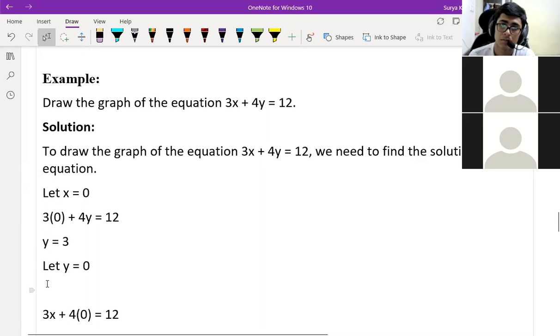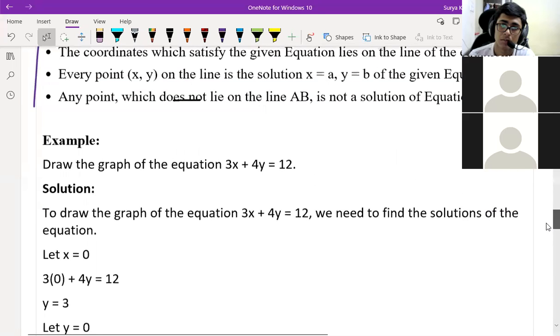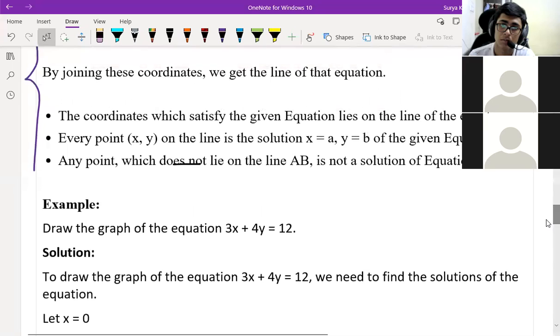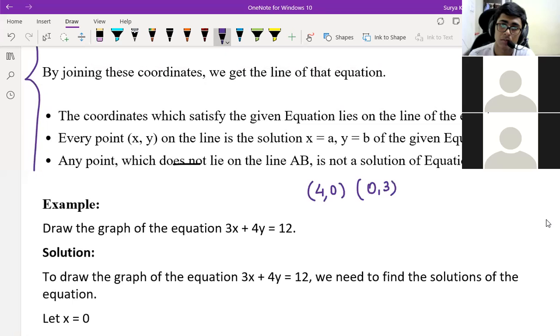What coordinates you are getting, you tell me, then I'll draw it here. Don't draw the graph. You just tell me the coordinates for this: 3x plus 4y is equal to 12. 4 comma 0 and 0 comma 3. What are you saying, Nihar? 4 comma 0 and 0 comma 3, right? Yes, sir. Then you can draw the graph of this. I'll draw it, sir. Okay.